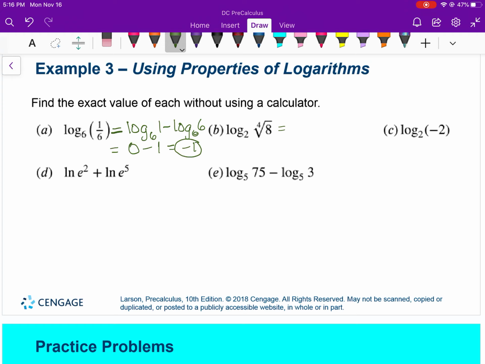On B, I have log base 2 of 8 to the 1/4. That's 1/4 log base 2 of 8. Equals 1/4 log base 2, and since my base is 2, I'm going to try to write 8 in terms of 2. So 2 to the third. And then this exponent of 3 is going to come out front and multiply by the 1/4. And that's going to be then log base 2 of 2 is 1, so 3/4 times 1.